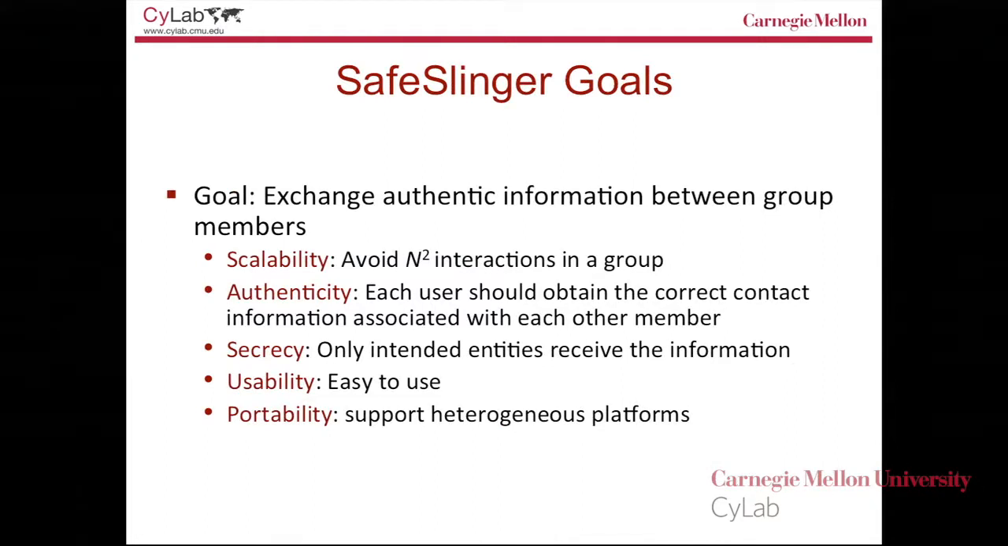So the goal for us, definitely authentic group exchange of information. We want 5 properties in our exchange. We want scalability, we've discussed a little bit. We want authenticity, we want to make sure each user should obtain the correct contact information. We want secrecy. Whatever medium we're doing this over, we don't want to leak any potentially sensitive information. We want usability, we want a nice, easy-to-use interaction with as few steps as possible. And we want portability. We want to leverage, say, the device that we all carry around.